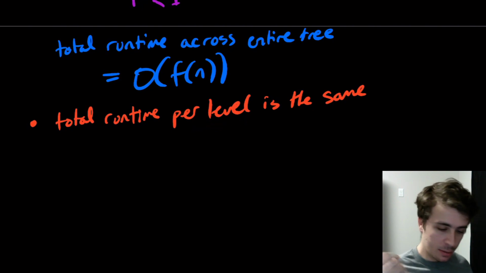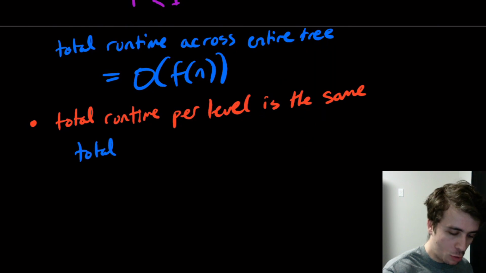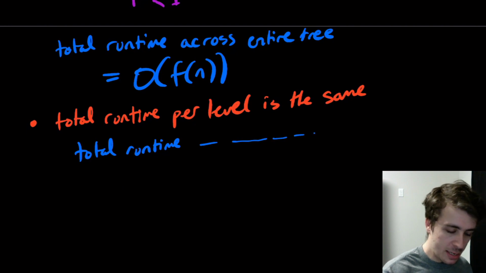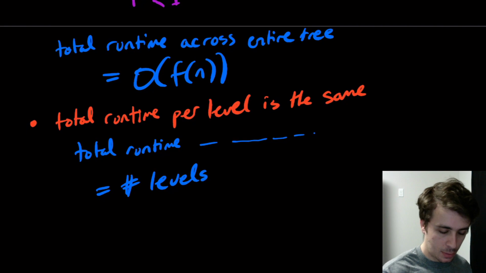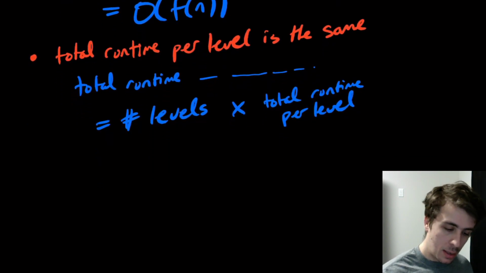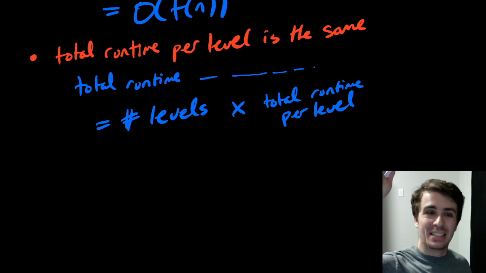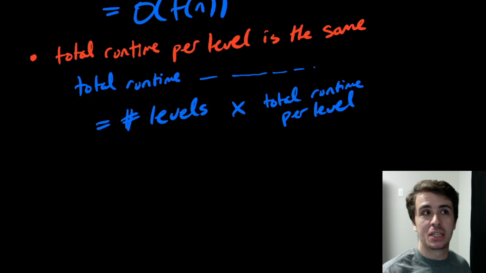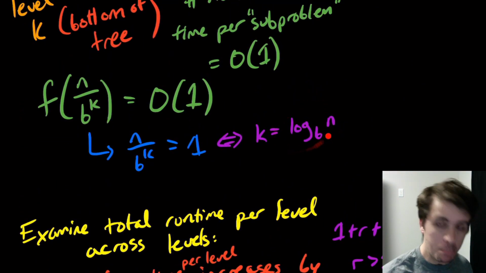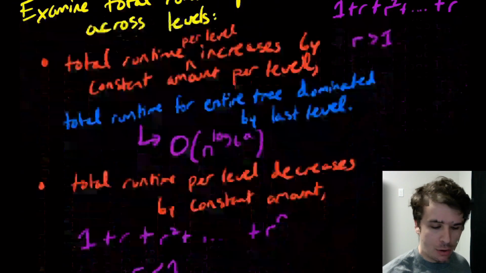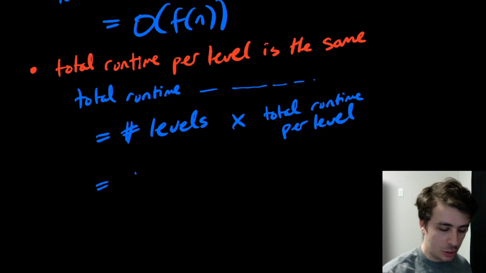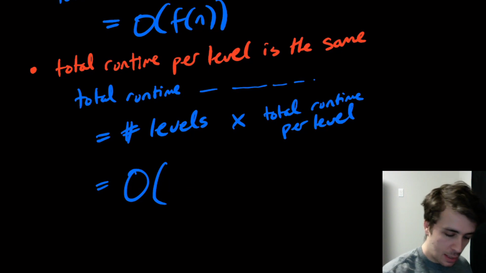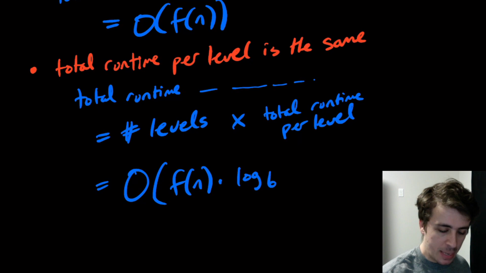So what we notice here is that the level is the same. So then what we can infer is that the total runtime across the entire tree is going to be the number of levels times the total runtime per level. And what you can actually figure out here is that the total runtime per level, well, the first level is f of n. So all the levels are about f of n approximately. And the total number of levels is log base, so what did we figure out? It was log base b of n. Well, b is just a number, so we can factor that out of the runtime here. I mean, the big O notation. So the correct answer here is actually big O of f of n times log base b of n.